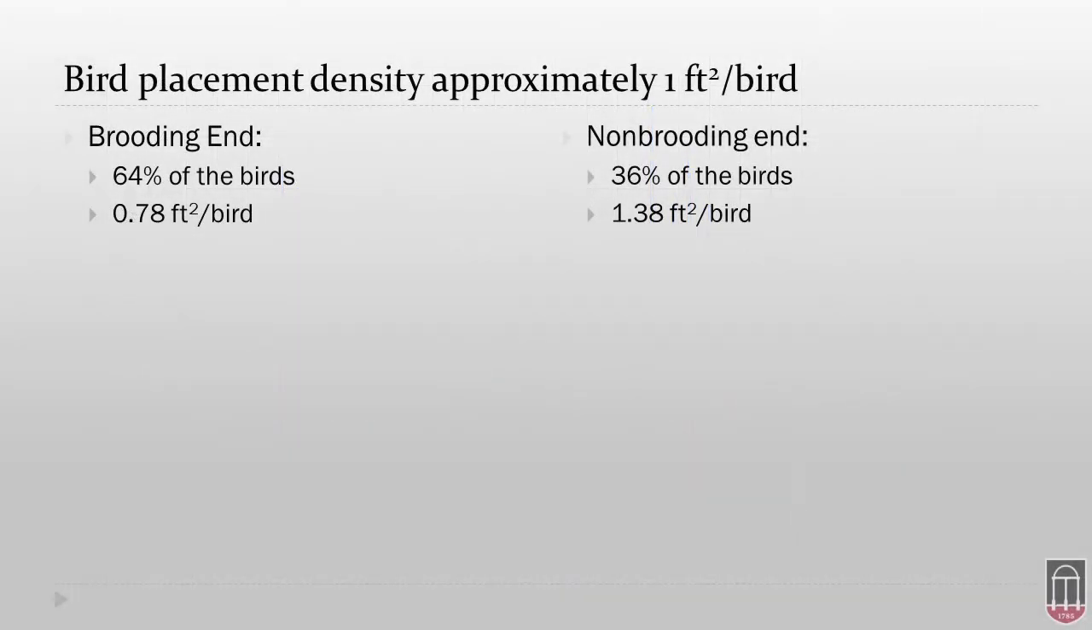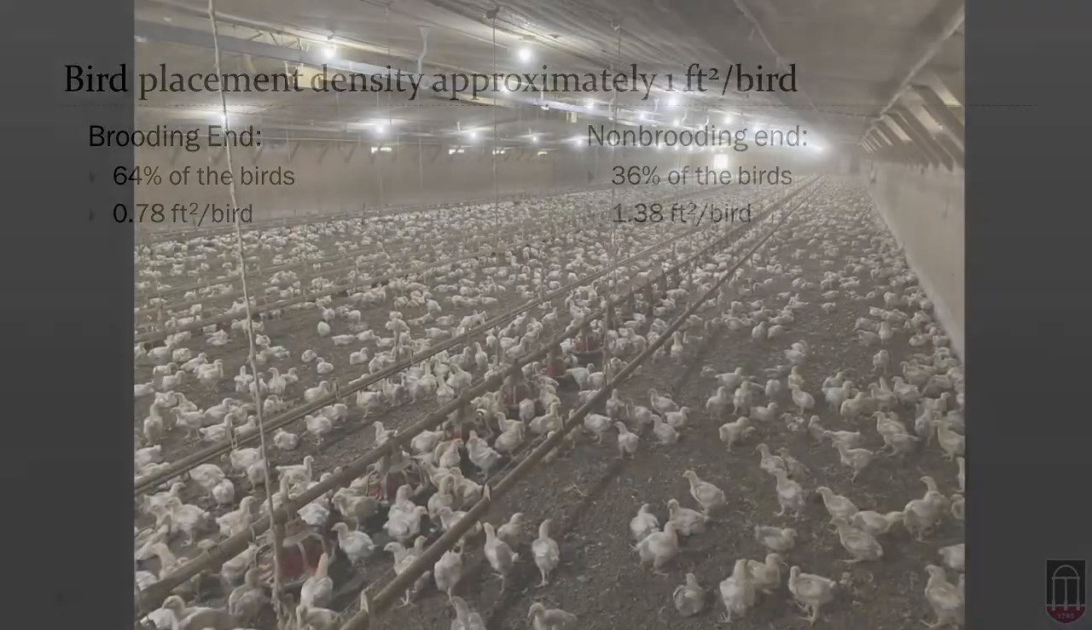We can do a little more math and come up with what the density of the birds in each end of the house are, where the brooding end, based on the water consumption, they're about 0.78 square foot per bird, and on the non-brooding end, they're about 1.38 square foot per bird. So big difference in density.